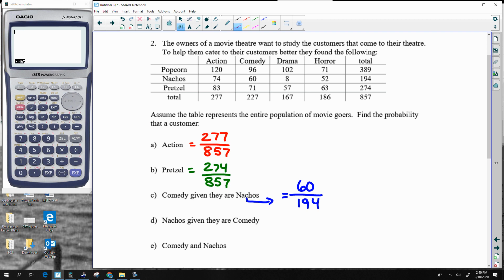Next, we have the word given. So the second piece is going to become the total. So the comedy becomes the total, so that's 227. And the nachos and the comedy, the intersection is the numerator. So the nachos and the comedy intersect at 60.